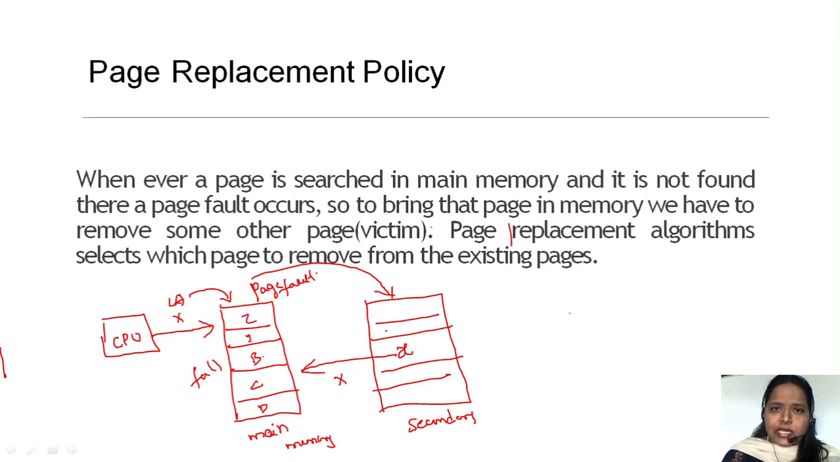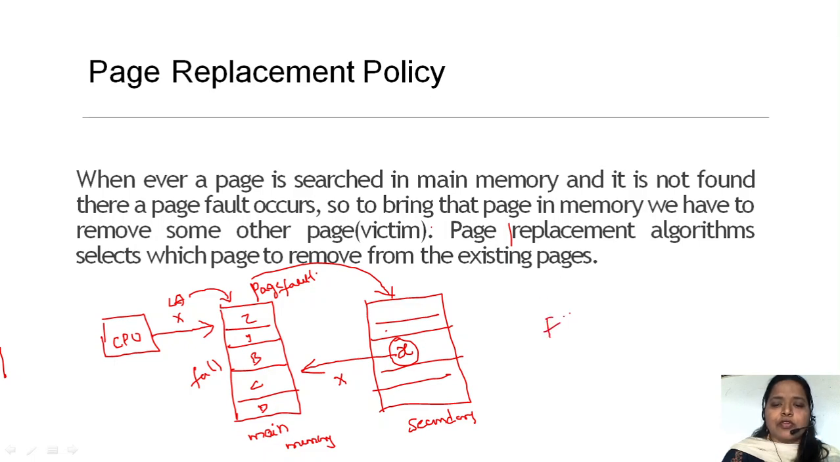We have to swap out one of the pages from the main memory, and swap in the page X into the main memory. So here comes the situation: which page do we swap out? Either Z, Y, B, C, or D. We don't know. There comes the necessity of page replacement algorithms.